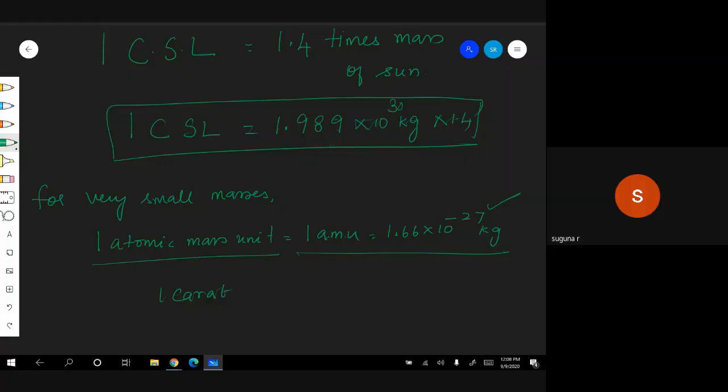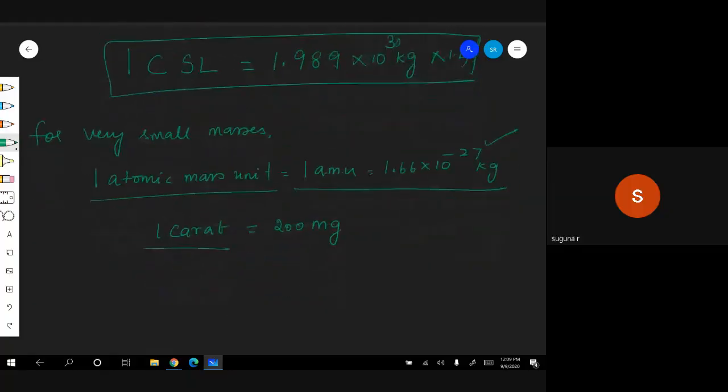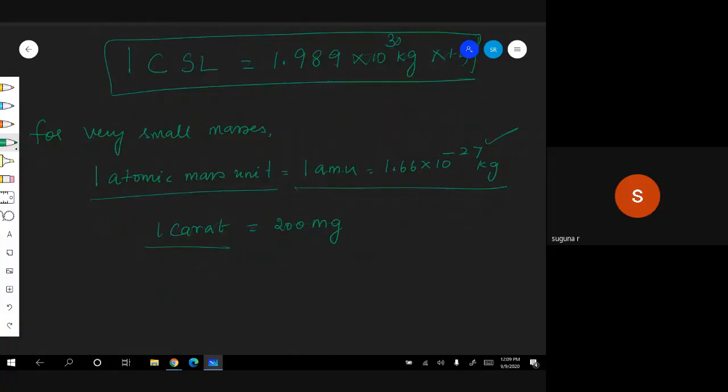Okay, so what is 1 carat? 1 carat is nothing but 200 milligram. It's not 200 gram. Even 200 gram is a very huge unit for the mass of a diamond, because it's very costly. 1 carat of diamond is a very small unit. You should know where to use which unit. For measurement of very precious stones, they use only this unit, carat. 1 carat is equal to 200 milligram. Is it clear?